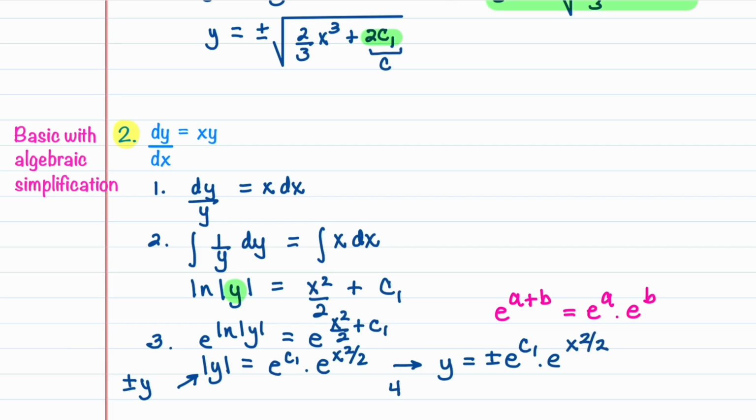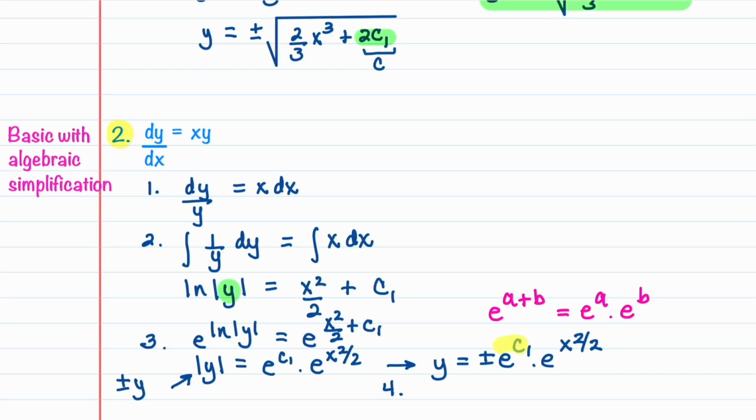Now we can go on to step 4, and that is to rename our constant. This expression right here is a constant, and I'm going to call that c. So we get the answer y is equal to c times e to the x squared divided by 2. I think that just makes the answer look a lot nicer.